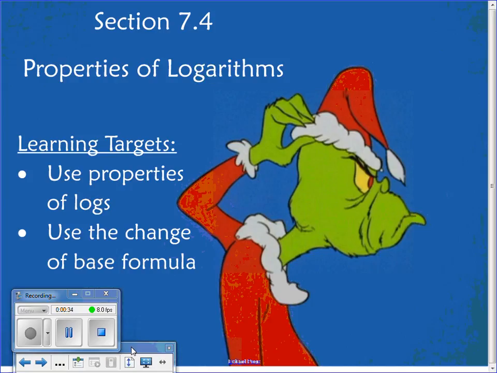We are having our quiz 7.1 to 7.4 tomorrow. Okay? Don't make that face.